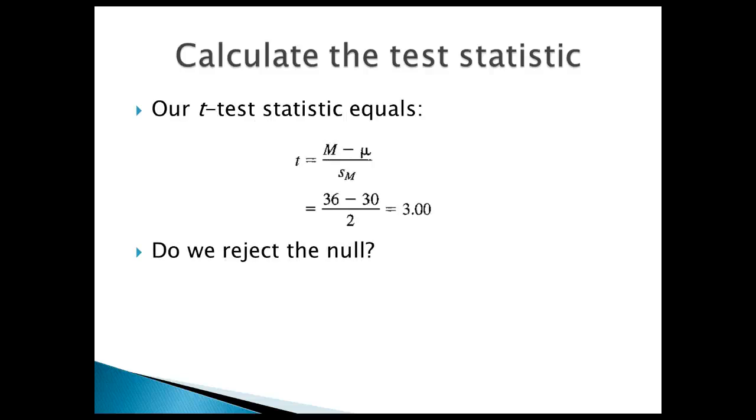Our t-test statistic t equals m minus mu over estimated standard error. Our mean in this case was 36, minus 30, over 2, which gives a resultant t-value of 3. A t-value of 3 is pretty high, so I'm going to say we are rejecting the null. I haven't looked at the t-chart value, but I would be inclined to say yes.